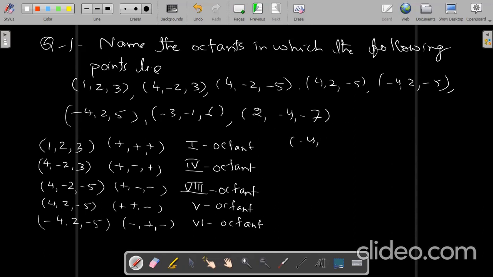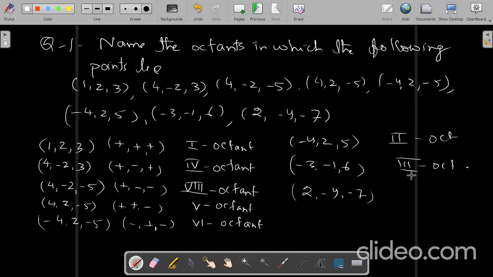Then minus 4, 2, 5 is in the second octant, minus 3, minus 1, 6 is in the third, and 2, minus 4, minus 7 lies in again plus, minus, minus, the 8th octant. So like this we can find out in which octant the point lies. Okay.